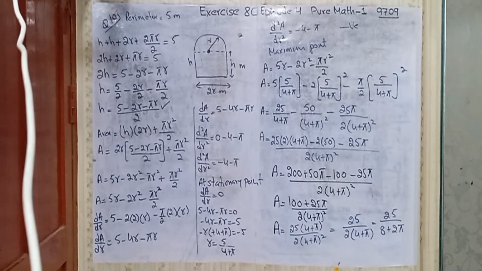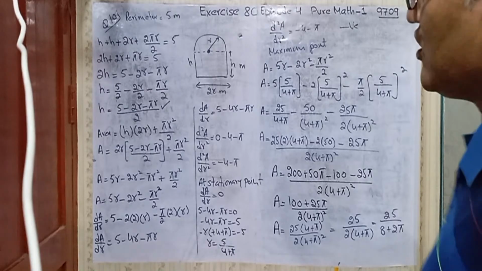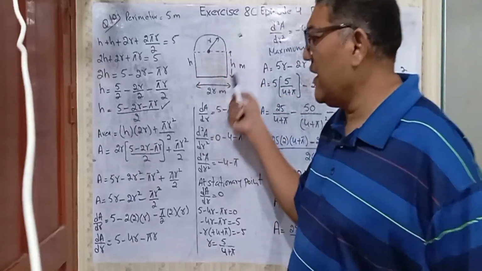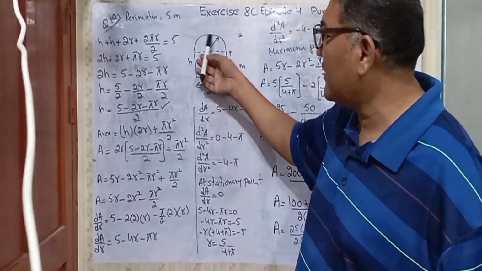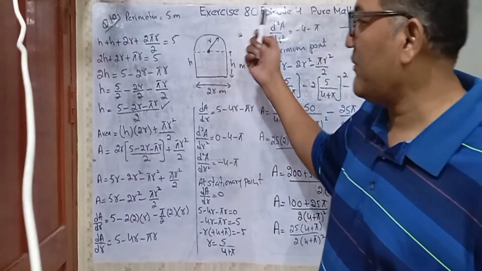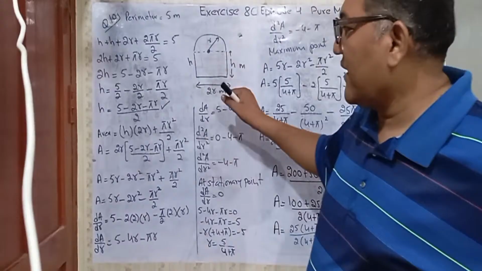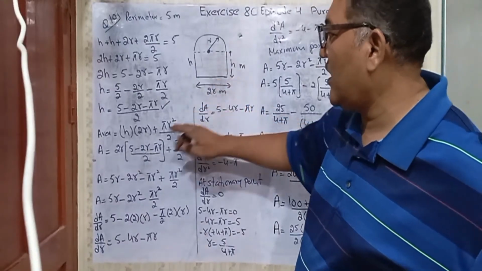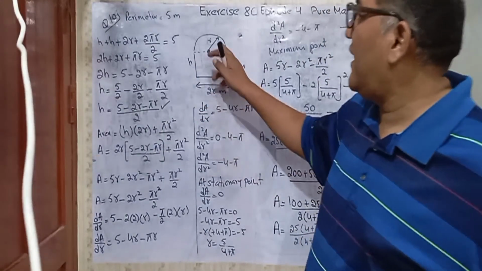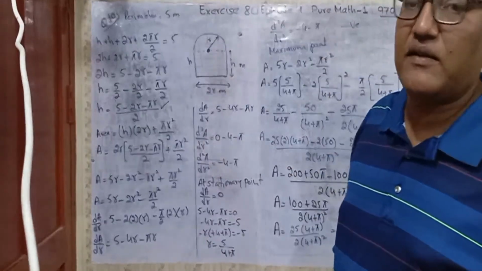Very simple and straightforward. And then they say show that the area is 5r minus 2r square minus 1 by 2 pi r square. If you want to find out the area of this window, the area of this window will be the area of this rectangle plus the area of this semicircle. The area of this rectangle will be h into 2r, length into width, and the area of the semicircle is pi r square by 2.